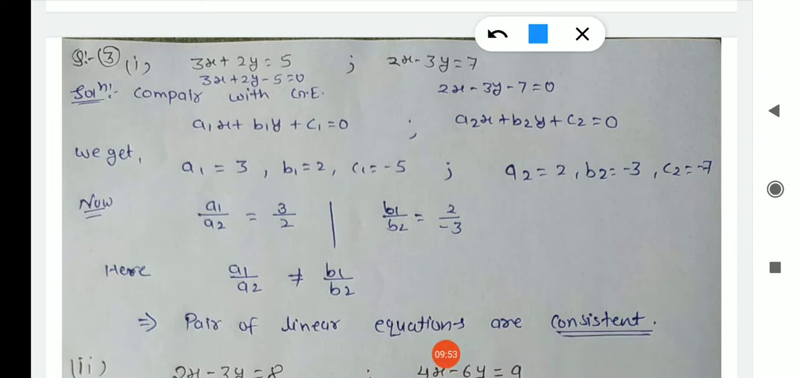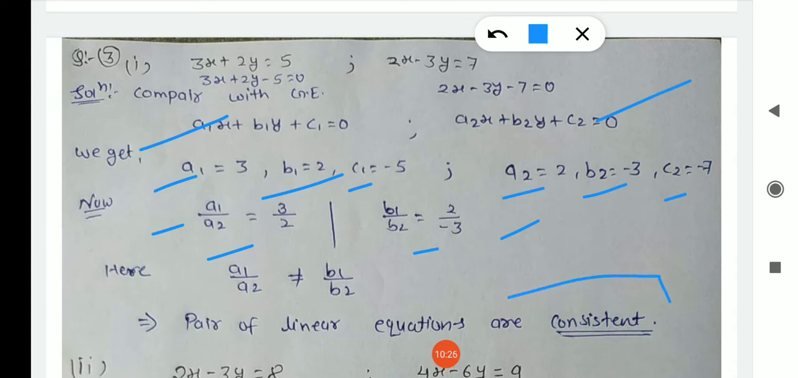Now question number third is: on comparing the ratios A1 upon A2, B1 upon B2 and C1 upon C2, find out whether the following pair of linear equations are consistent or inconsistent. You have to tell whether the equations are consistent or inconsistent. So we do the same process we used in question number second. So first we compare this with the two general equations. We get A1, B1, C1, A2, B2 and C2. Again we find A1 upon A2 and B1 upon B2. Here A1 upon A2 is not equal to B1 upon B2. So it has a unique solution, the lines are intersecting, and it is consistent.